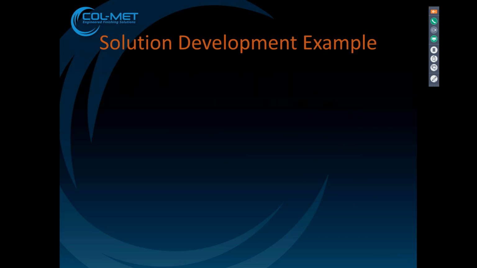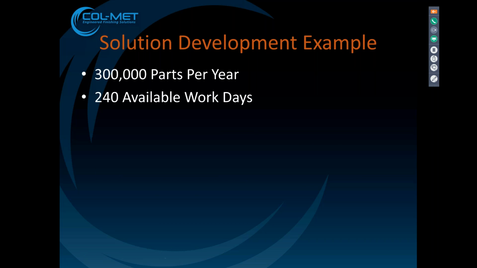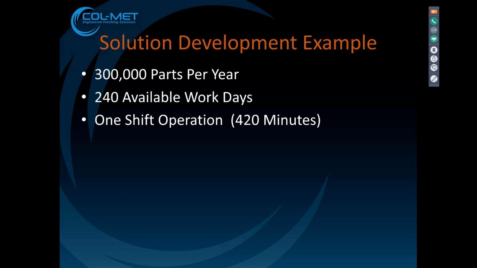So our goal is to develop a solution. Here's an example of how we would go about that. We have a customer that needs to coat 300,000 parts per year. They have 240 available work days. They're a one-shift operation, and that shift totals 420 minutes.